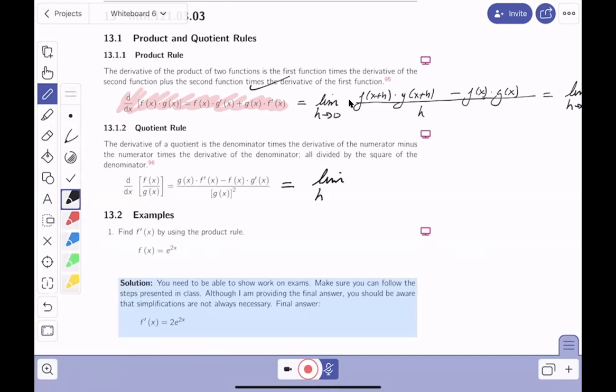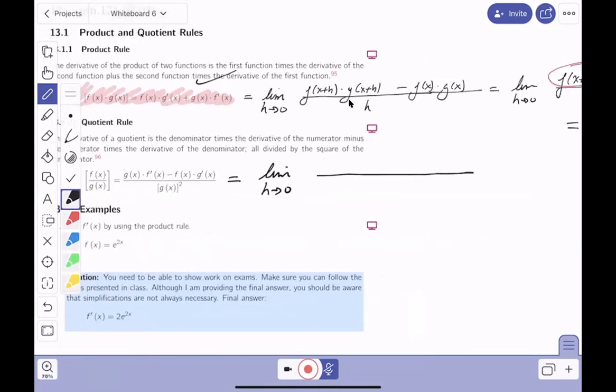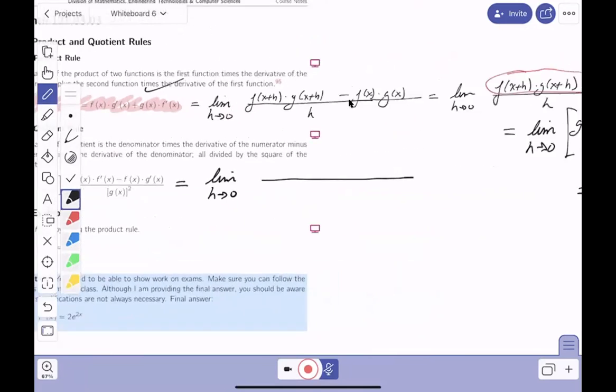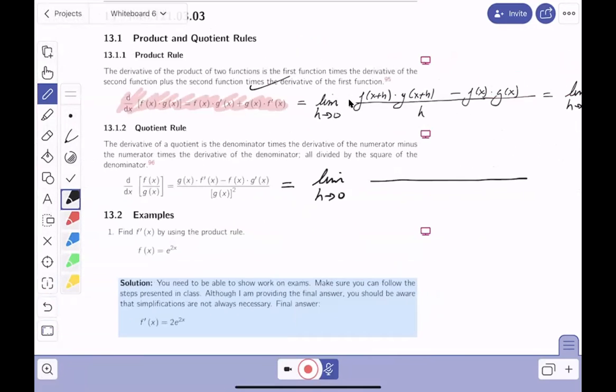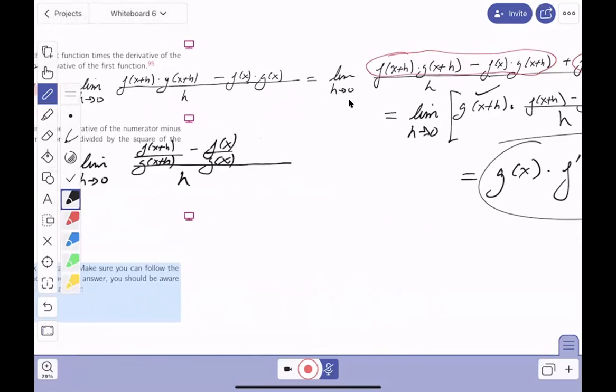Let's see. h goes to 0. I'm going to write this down for you. It's going to be, what do we have? f of x on top, right? So it's going to be f of x plus h over g of x plus h minus f of x over g of x, over h. Oh boy, this is going to be a lot of work, isn't it?